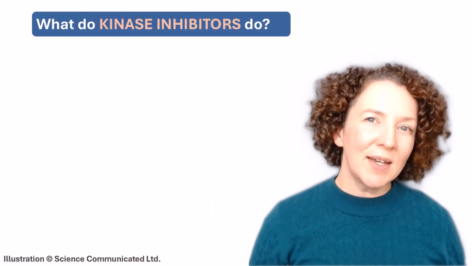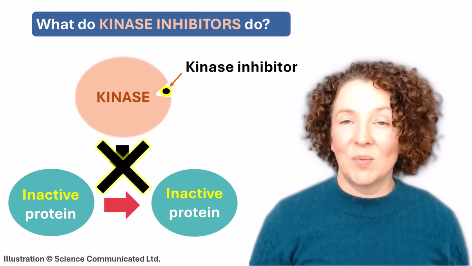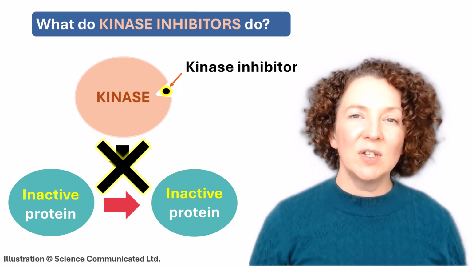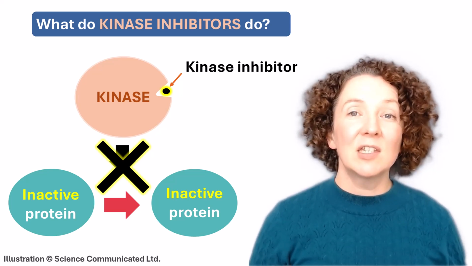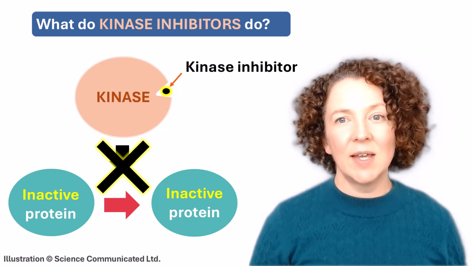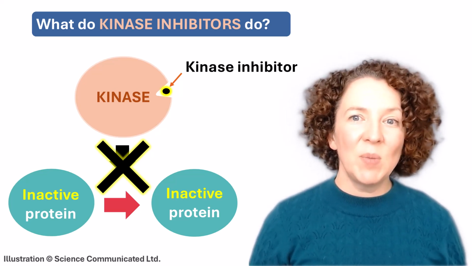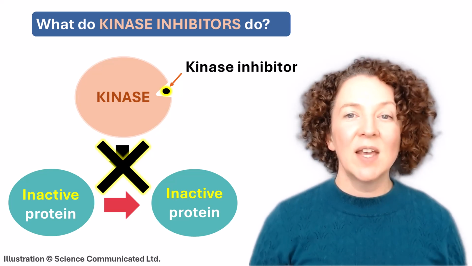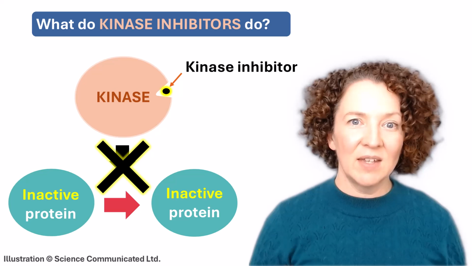So what do kinase inhibitors do? Not surprisingly, they block kinases. Most kinase inhibitors are small molecules that slot into the little ATP binding pocket of a kinase enzyme. If ATP can't bind, then the kinase can't get hold of a phosphate and it can't activate its target.